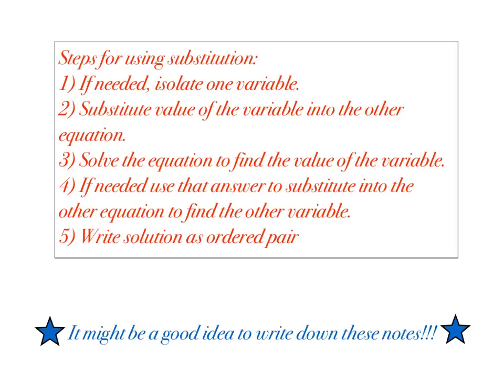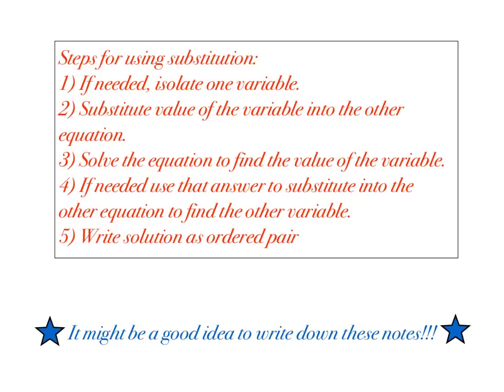On your screen are the steps for using substitution to solve a system of equations. Step 1, if needed, isolate one variable. That means get x by itself, get y by itself, whatever the given variables are, select one of them and isolate them to get a value for that variable. Step 2, substitute that value of the variable into the other equation. Step 3, once you've done the substitution, solve the equation to find the value of the other variable.